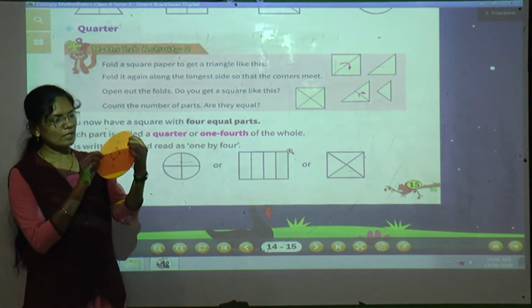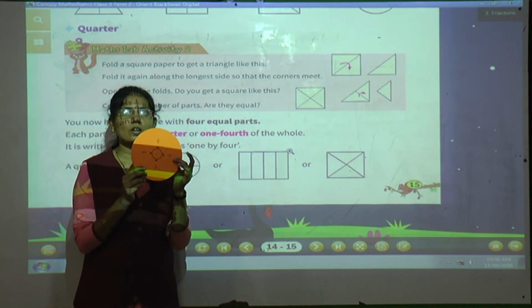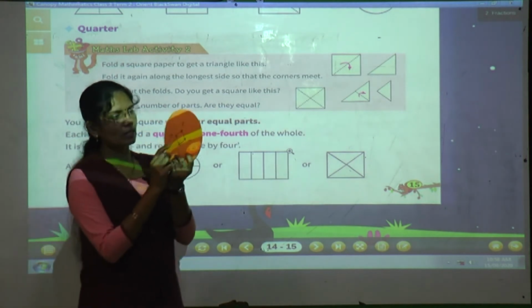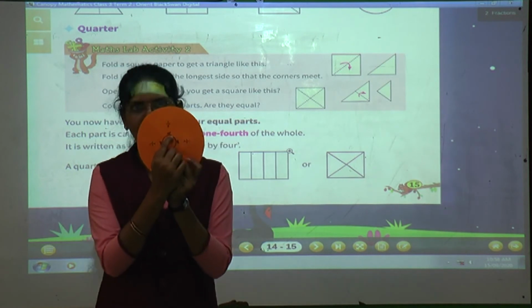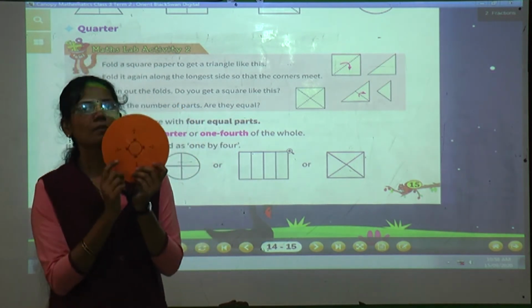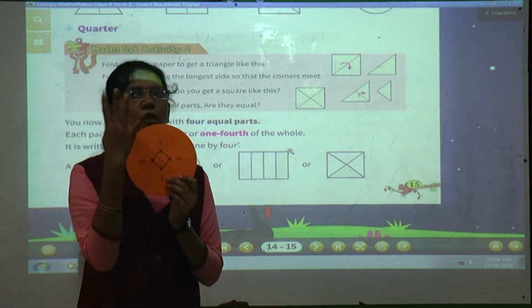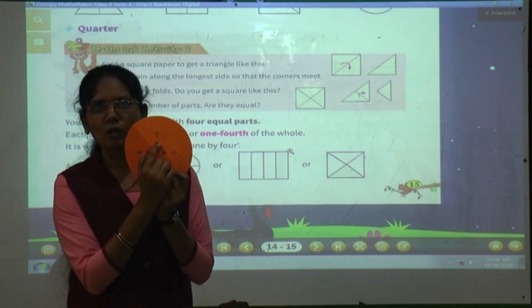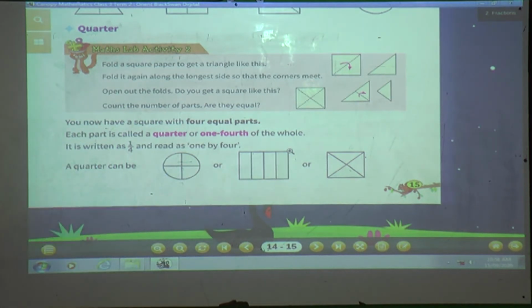So here you can see 4 equal parts. Each part is called 1/4. Here you can see 1/4. Can you see this? Yes, 1/4. Okay. Why 1/4? Because this whole circle is divided into 4 equal parts, isn't it? So each part is called 1/4 or quarter. Okay. It is written as, yes, 1/4.